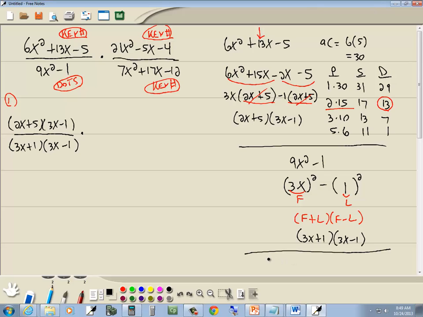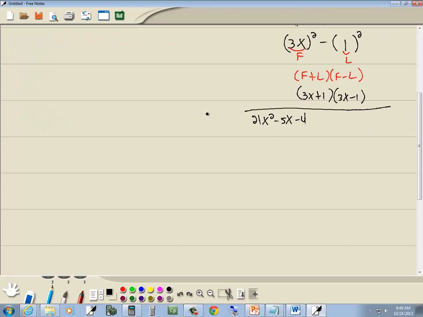Okay, now we want to factor 21x squared minus 5x minus 4, the top of the second fraction. This is again key number. We take the number at the beginning times the number at the end. So I'll take 21 times 4. Notice we ignore signs. And that gives us 84. We come up with our three columns. P is the products. We want products that give us 84.